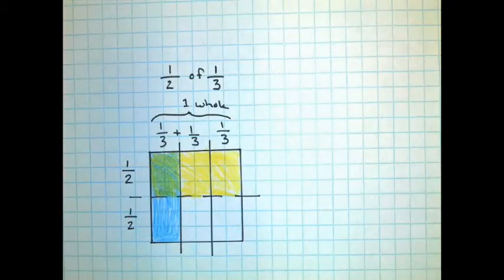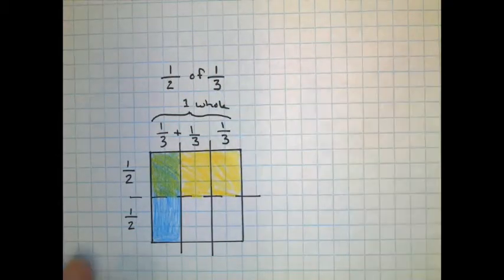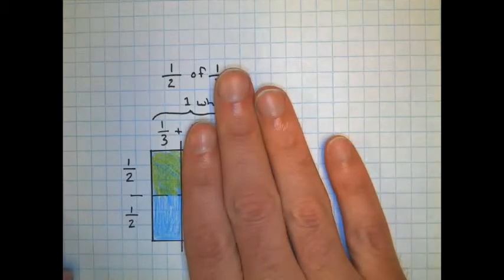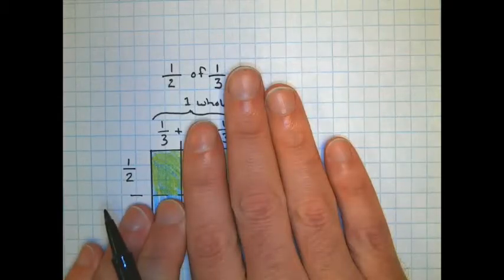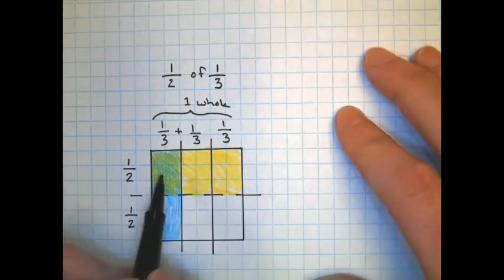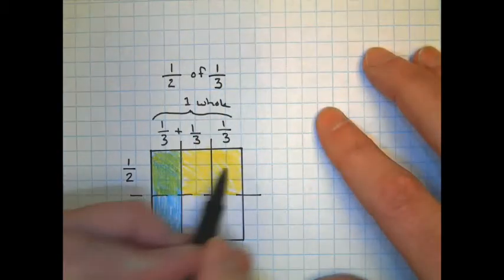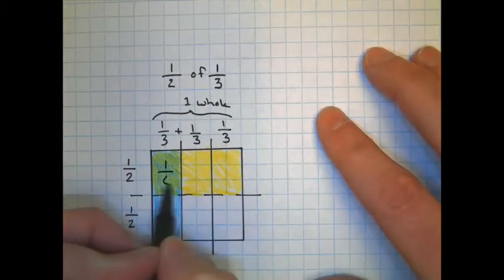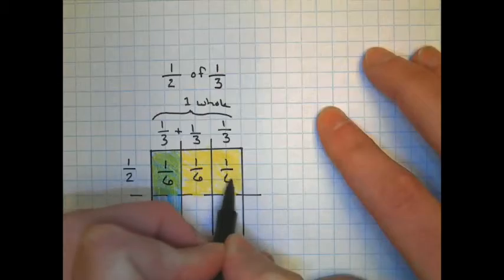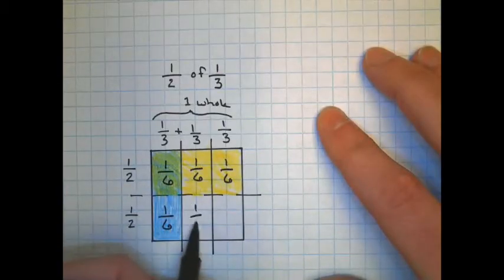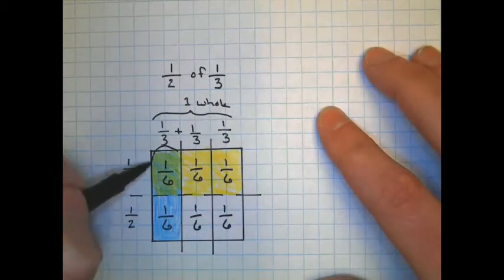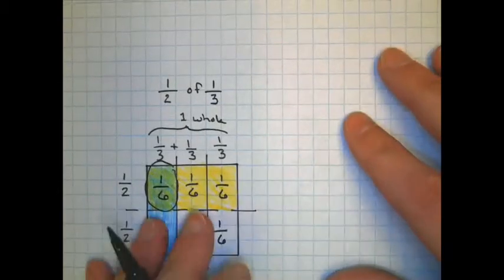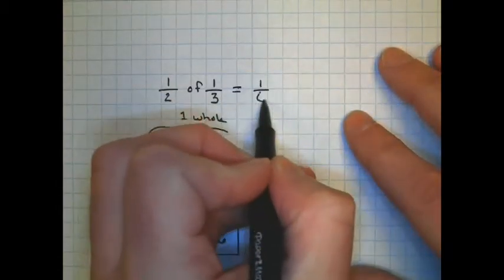And so again, I want to look back at my problem. I have one half of 1/3. So here is my 1/3, and here is half of it. Well, I want to know how much it was of my entire starting piece, my whole. Here's my whole, and I see that my whole has now been broken up into 1, 2, 3, 4, 5, 6 pieces, similar to what we saw above. And I have 1/2 of that 1/3, which is this section right here. So 1/2 of 1/3 is also 1/6.